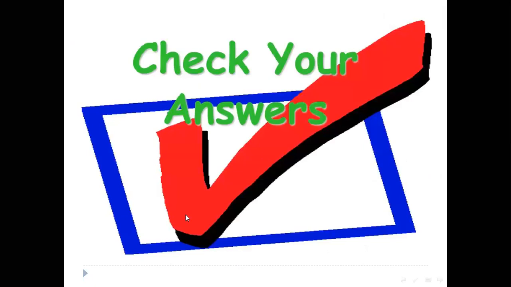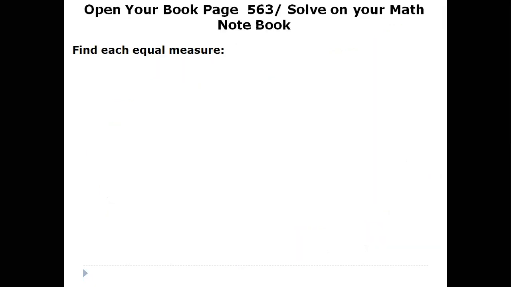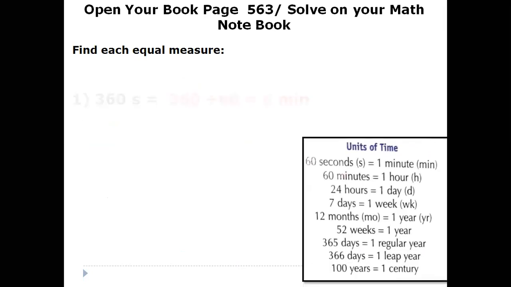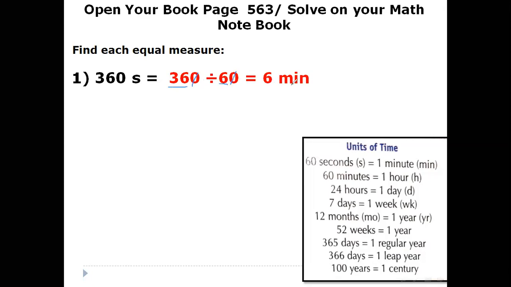So you're supposed to be done now. Let's check the answers. This is our books. This is the first question. The 360 seconds, change it to minutes, we divide by 60. So when we divide by 60, you can simply cross the common zeros. So there's a 0 here and a 0 here. So 36 divided by 6 is 6 minutes.